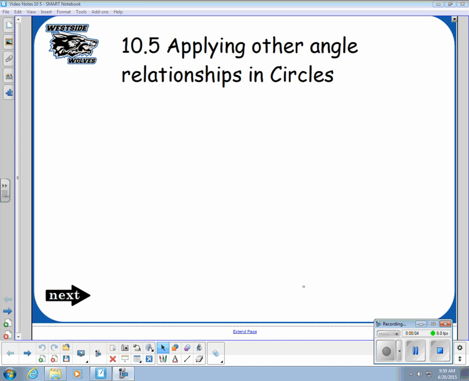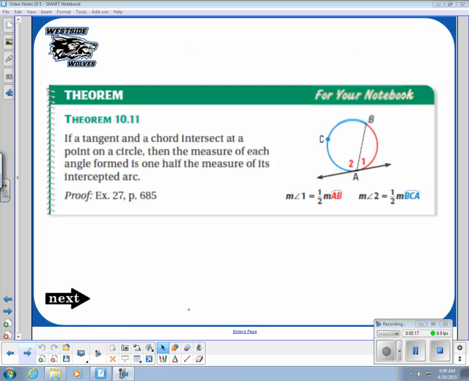Today we're going to do Chapter 10, Section 5, which is applying other angle relationships in circles. So this unit's been all about circles and its arcs and angle measures inside circles, and so we're going to continue with that theme. So our first theorem for today is if a tangent and a chord intersect at a point on a circle, then the measure of each angle formed is 1/2 the measure of the intercepted arc.